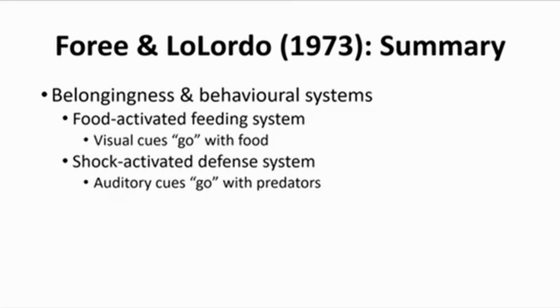Whereas our shock-activated defense system tells us that auditory cues go with predators. And we could look at other species. Maybe you look for a species that doesn't use visual cues for food. Maybe they hunt with auditory cues. Or maybe they only use olfactory cues. So we could see different results in different species based on what they use to look for food or what they associate with predators. So lots and lots of possibilities there.